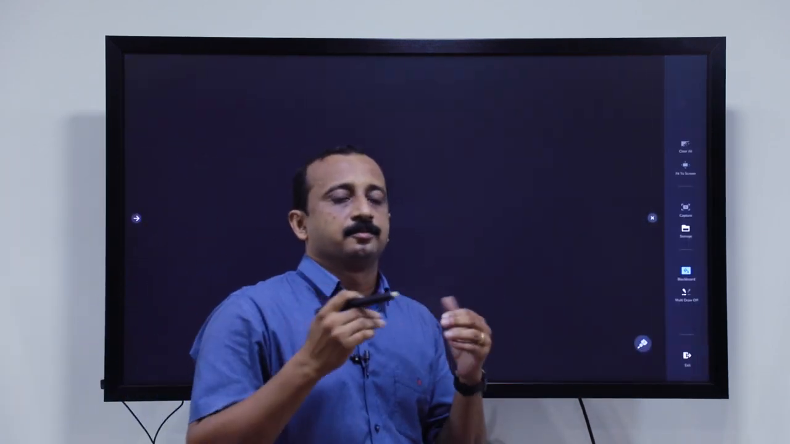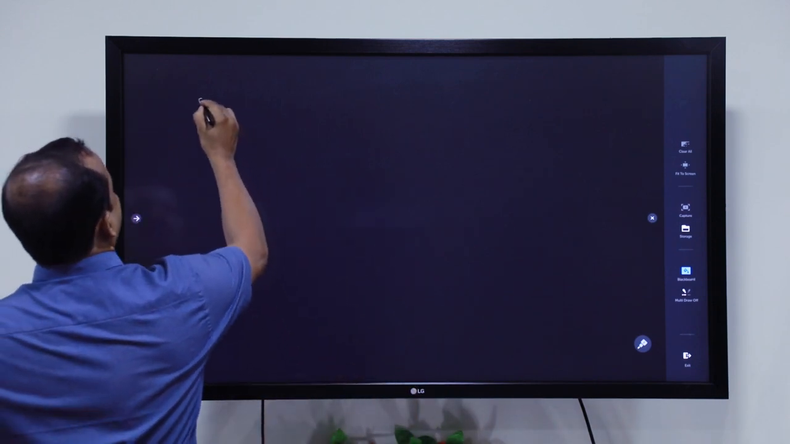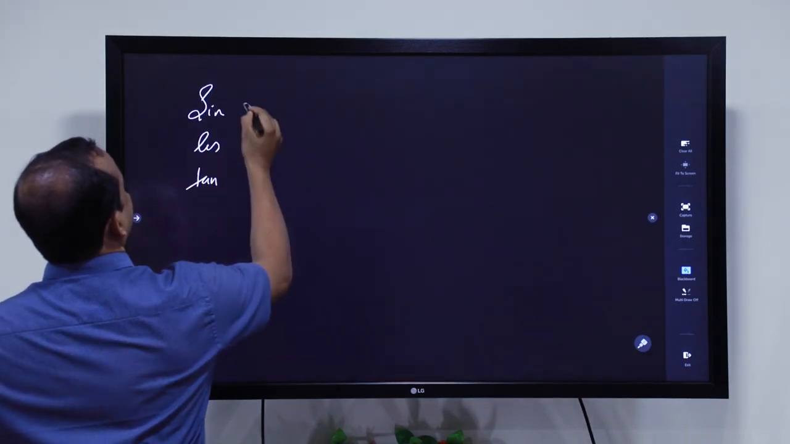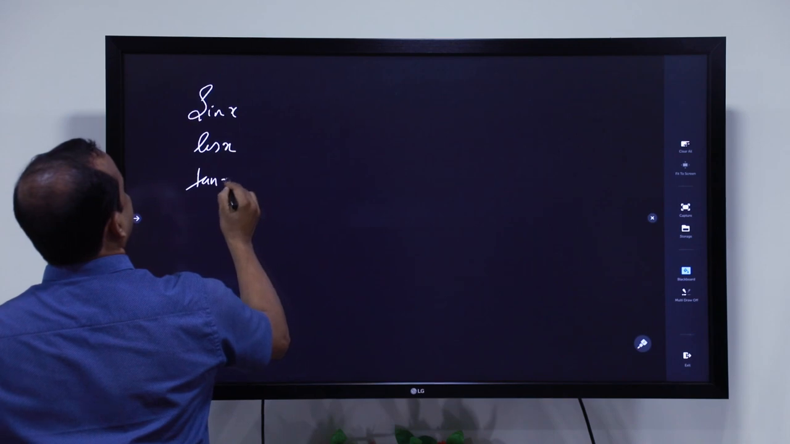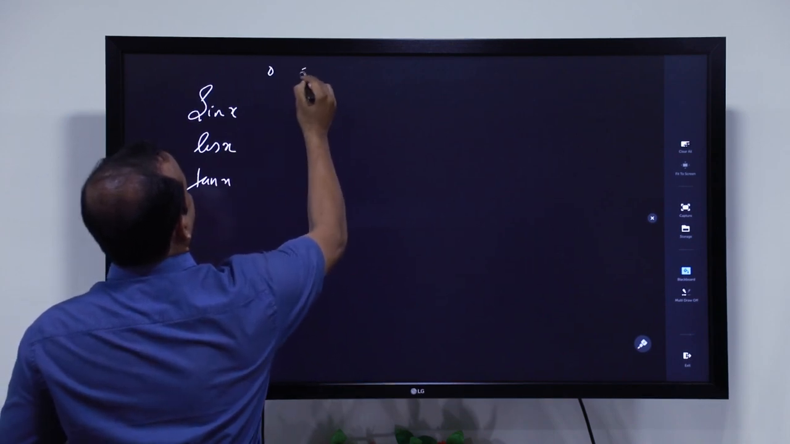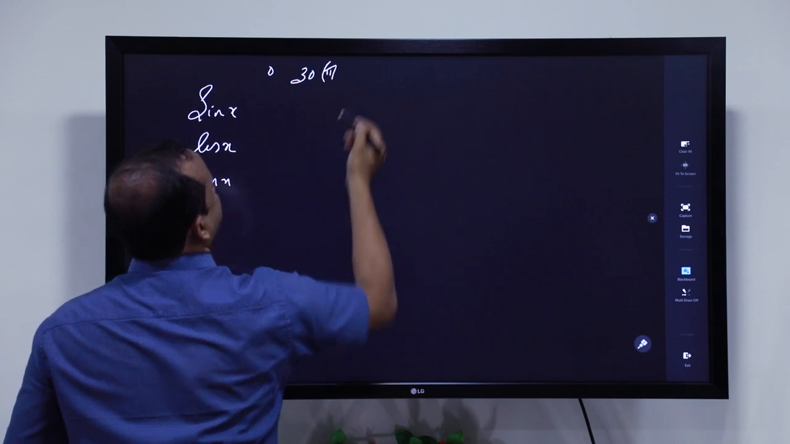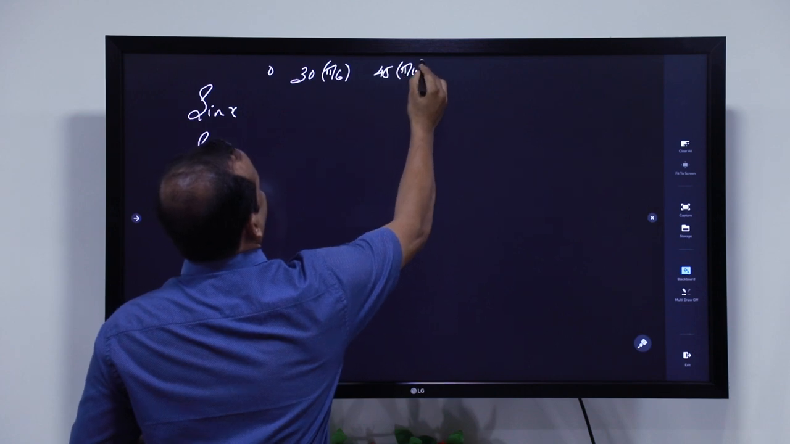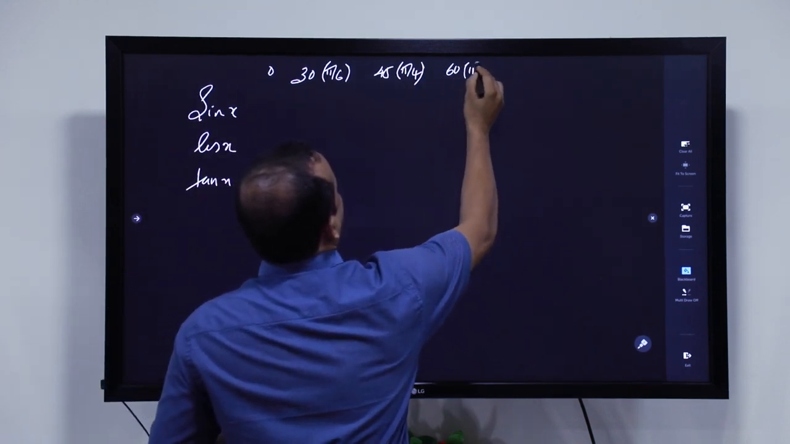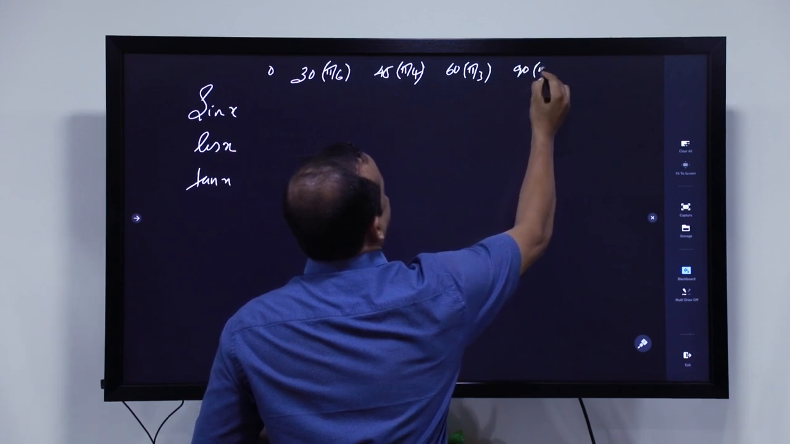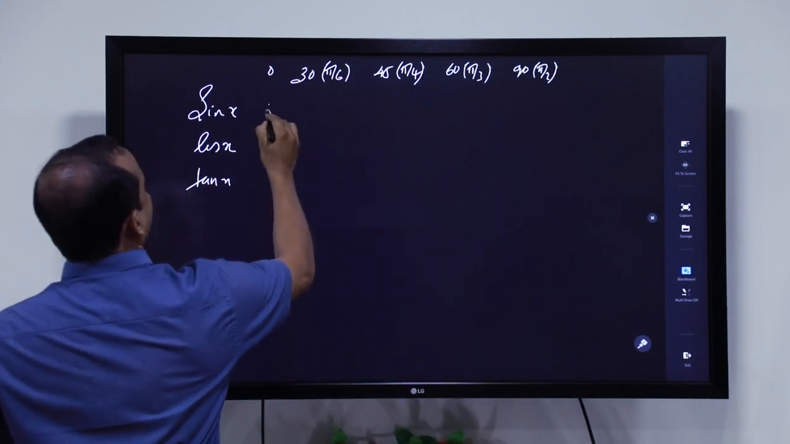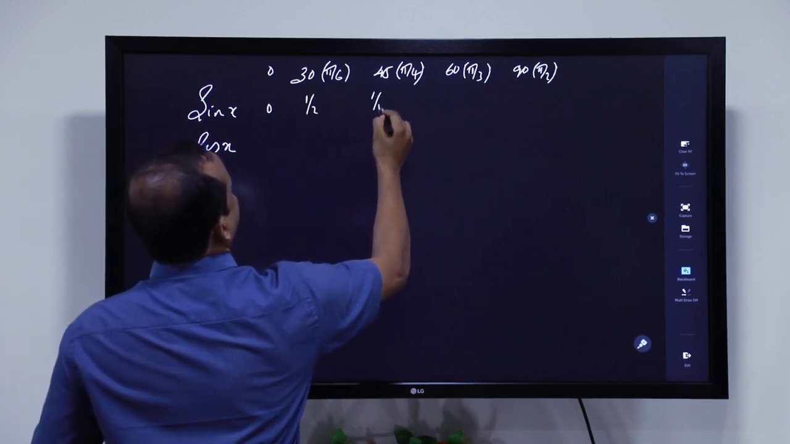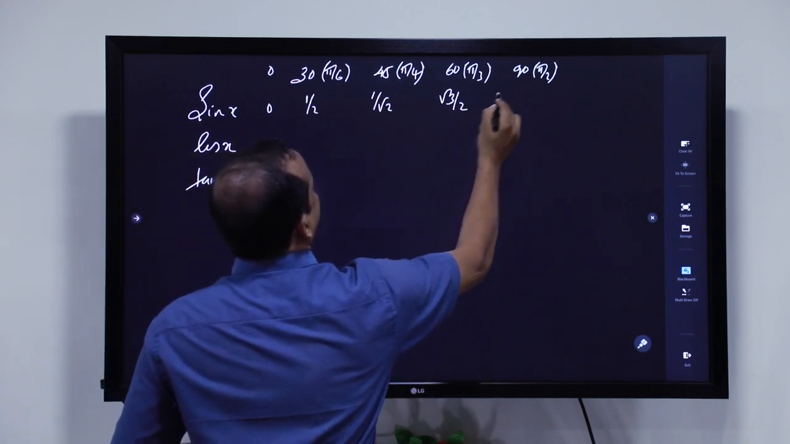Now remember the values of some trigonometric functions. You already know the values of sine, cos, and tan. Sine x, cos x, and tan x at 0, 30, which in radians is pi by 6, 45, which is pi by 4, 60, which is pi by 3, and 90, whose radian conversion is pi by 2. You know the values: sine 0 is 0, sine 30 is 1 by 2, sine 45 is 1 by root 2, sine 60 is root 3 by 2, sine 90 is 1.